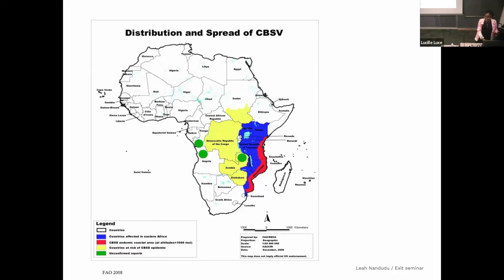So this virus, as I have mentioned, is transmitted by whiteflies. There are many whitefly populations across Africa. But also the greatest transmitters of the disease are farmers because they tend to carry infected planting material from one place to another. So that's how the virus has moved and also evolved to different isolates and different species.